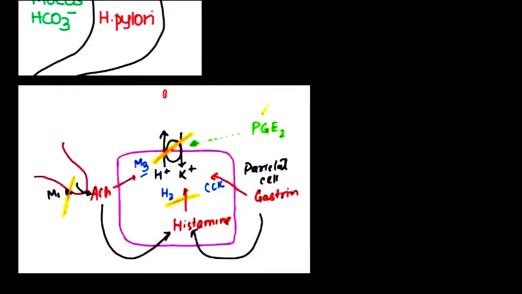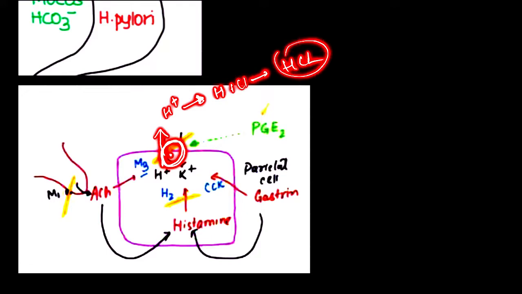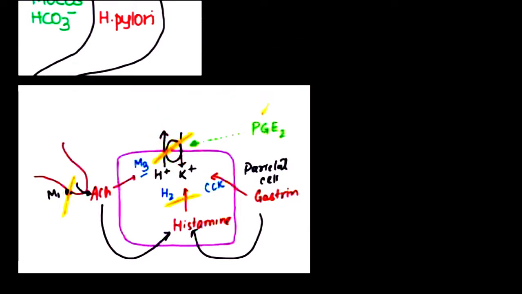Toward this luminal side, we have the proton pump. As the name suggests, it helps in bringing protons into the lumen. And this proton which is brought into the lumen combines with Cl and produces HCl, and this is the aggressive factor we are talking about. So our goal is to inactivate this proton pump. This proton pump is our sodium potassium pump that is bringing H+ into the lumen and K+ into the parietal cell.